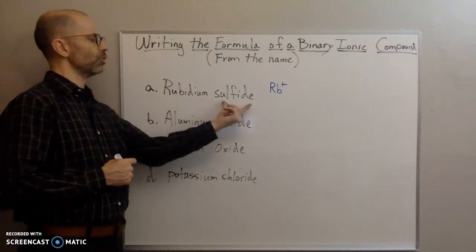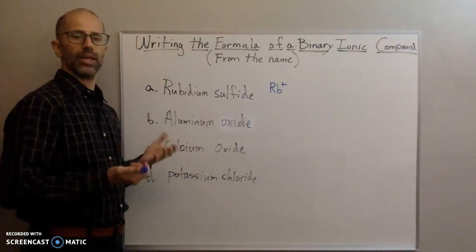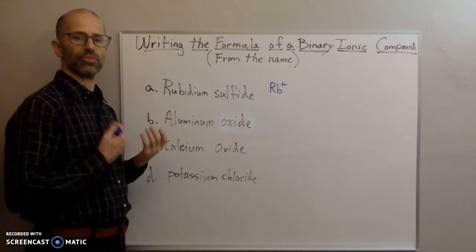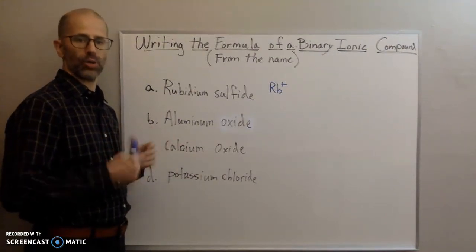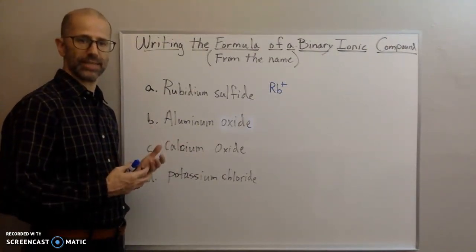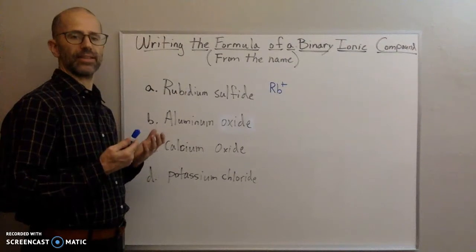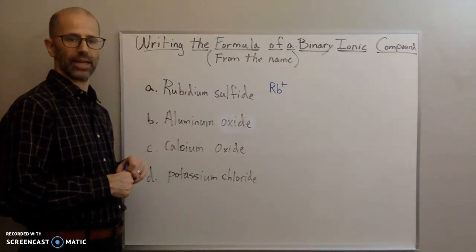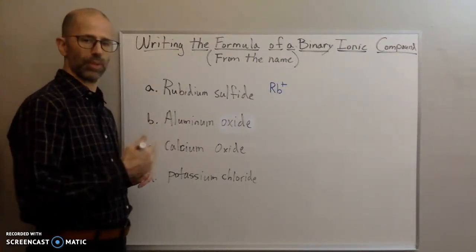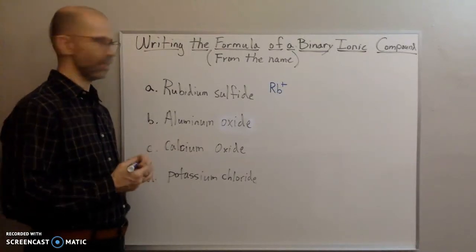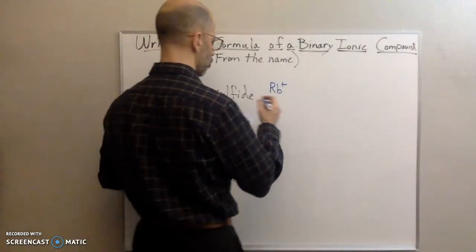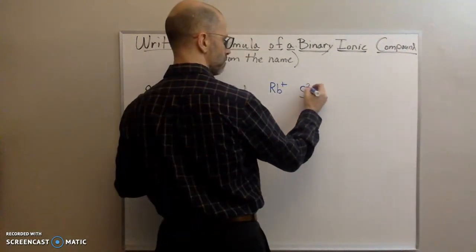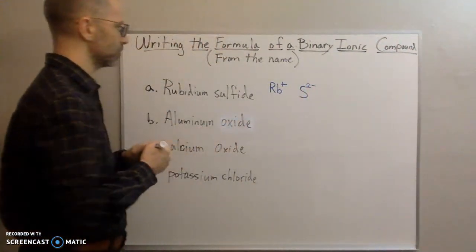So then now we go to sulfide. We need to know what the sulfide ion is, and that comes from sulfur. We know that sulfur is in group 6, so that's going to be 6 minus 8, which gives you a -2 charge. So it's the group number minus 8 that gives you the charge. So it would be S, the symbol for sulfur, 2-.